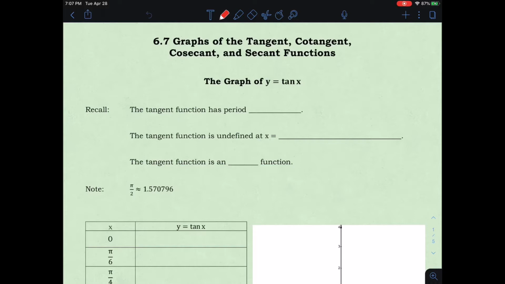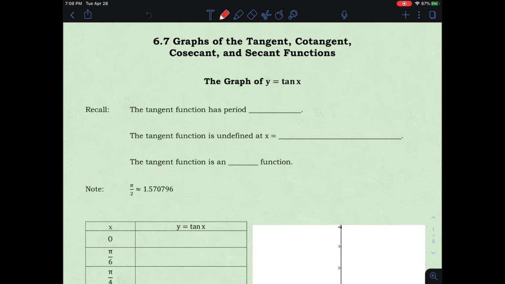Hello, Algebra 2. Today we're going to be looking at the graphs of the tangent, cotangent, cosecant, and secant functions. For this video lesson though, we're going to be focusing on the tangent function. So let's recall a couple of things about the tangent function that you never want to forget.